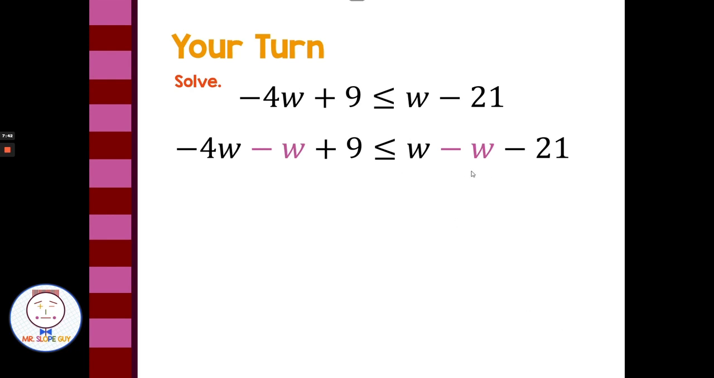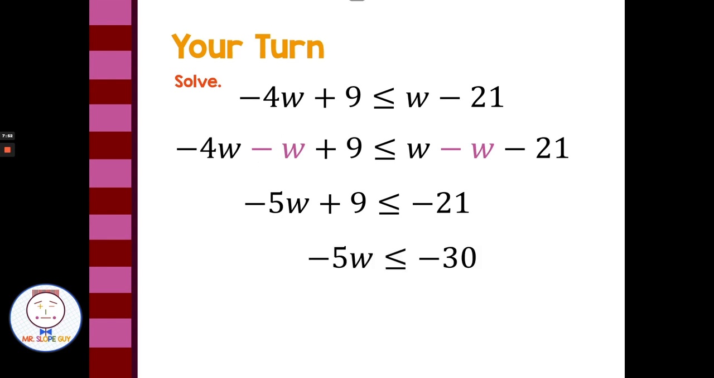So w minus w zeroes out and leaves negative 21. Negative 4w minus w is going to be negative 5w. Then I could subtract 9 from each side and divide by negative 5. So w is greater than or equal to 6.